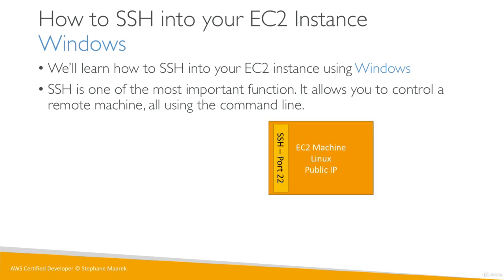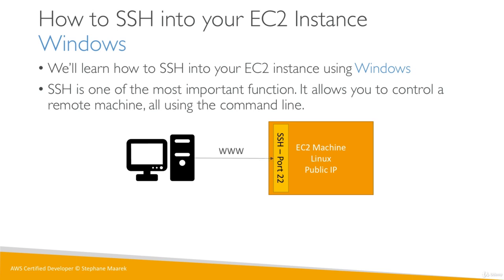And so what does it look like? Well, basically we have our EC2 machine, and it's running Amazon Linux 2, and it has a public IP. I don't know if you remember, but we had an SSH security group on it, and we allowed SSH on port 22 to any IP, which basically allows our Windows machine to connect over the internet directly into the machine and control it using the command line.